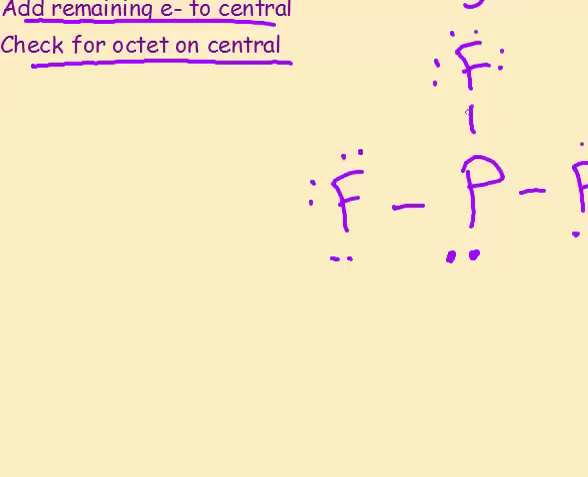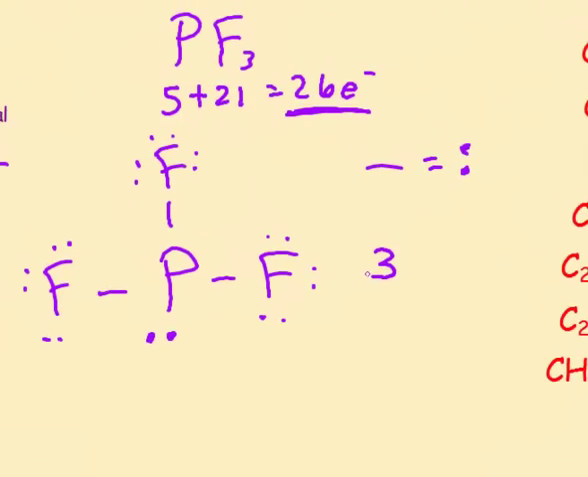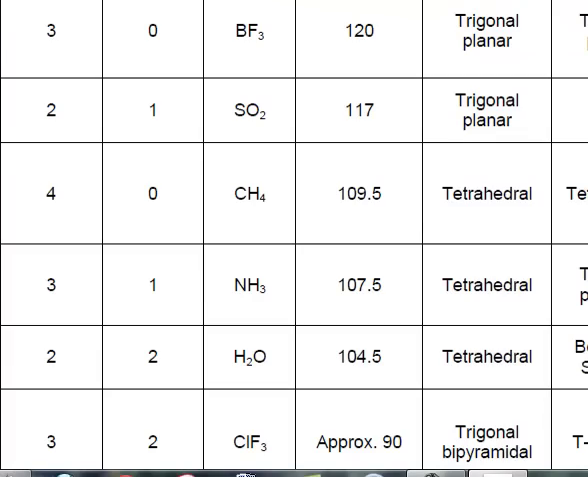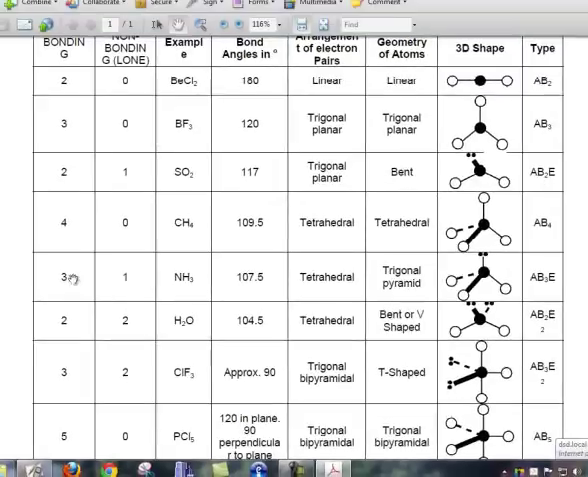So now what I wanted to do again is count the number of bonding and non-bonding pairs. So I have 3 bonding pairs. Again, bonding pairs are the ones that connect other atoms to the central atom. And this time I do have 1 non-bonded pair on the central atom. So that's what it would look like, those 2 extra dots. And then if I refer back to my chart here, you can see we have 3 and 1. So here's 3 and 1.